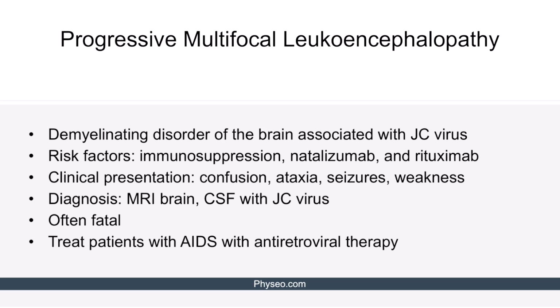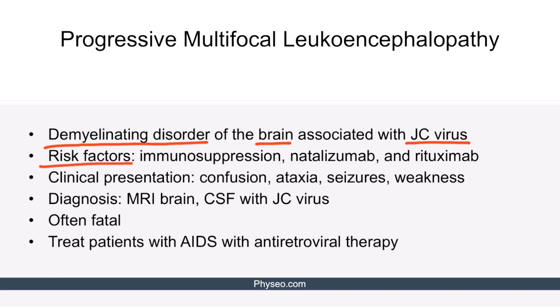Progressive multifocal leukoencephalopathy, or PML, is a demyelinating disorder of the brain affected with JC virus. So they were once infected with that, and then there's subsequent reactivation. Now what happens is this. The JC virus infects oligodendrocytes in the central nervous system, and it's normally kept at bay by the host's immune system. But if the host becomes immunocompromised, JC virus may reactivate and cause PML. And we just mentioned a drug that can cause that immunosuppression, which is natalizumab.